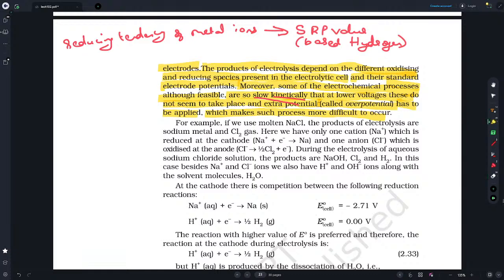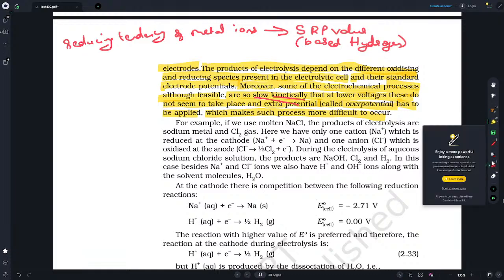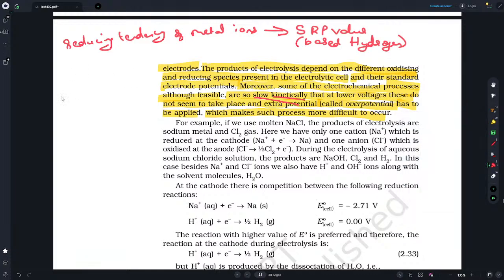Now let's continue. In order to make that reaction happen, we need to apply overpotential. We need to increase the potential. We should add extra. We should connect the battery to increase the rate of the reaction in such kind of cases.